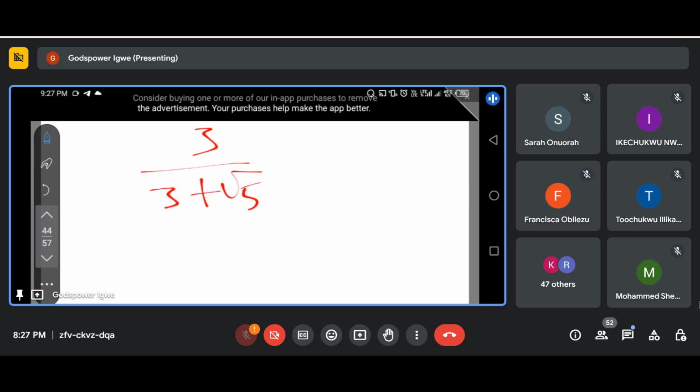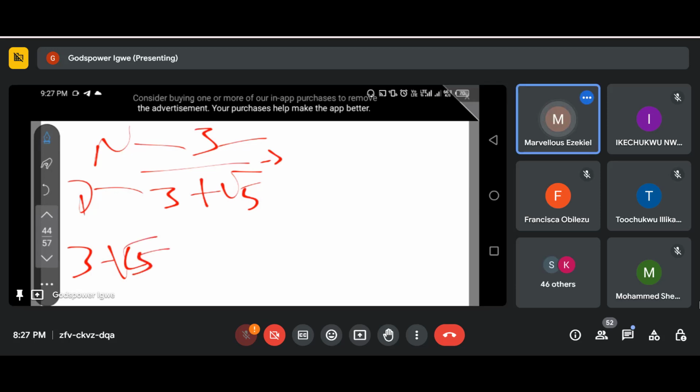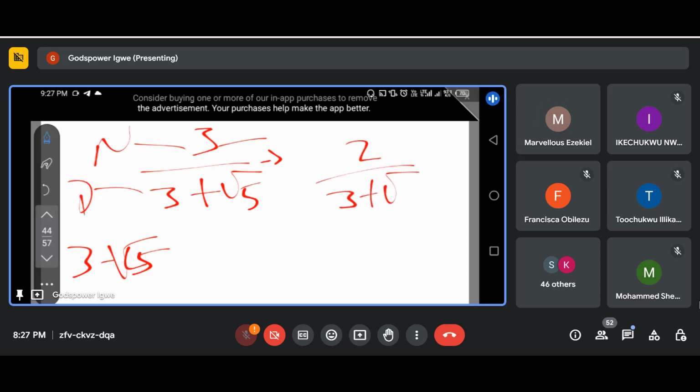So all you have to do in this equation is multiply the numerator and the denominator by the conjugate. This is the numerator, this is the denominator. The conjugate now will be 3 minus root 5. The question is 2 all over 3 plus root 5. Thank you, so this is the real question.